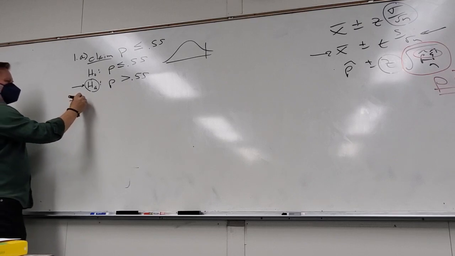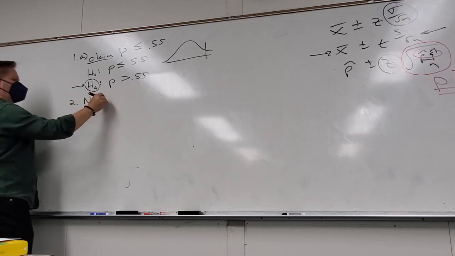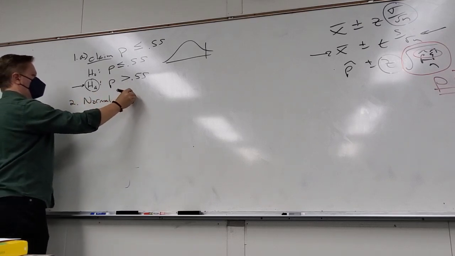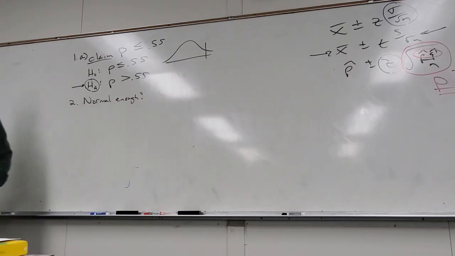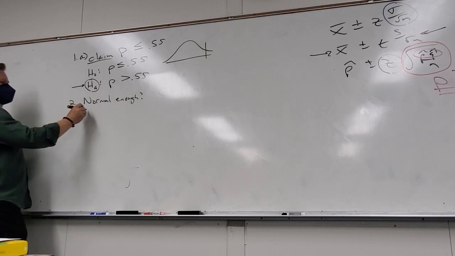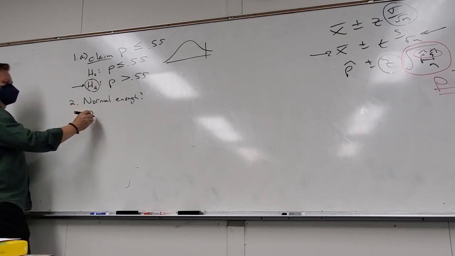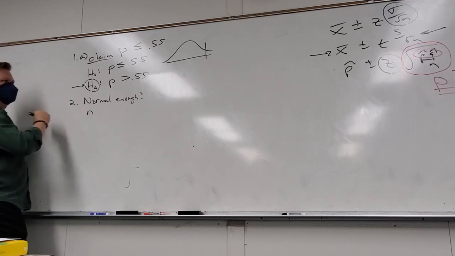So now, is it normal enough is the question. I can't remember how I put it. Can we use z-scores, as I always said? Yeah, I said, is it normal enough? Beautiful. What do you have to check to see if it's normal enough? Number is greater than 30. Nope.